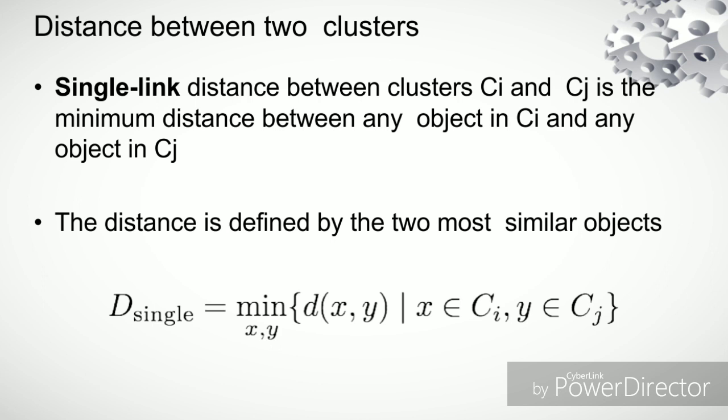There are three types of agglomerative clustering: single link, complete link, and average link. In single link, the distance between the clusters Ci and Cj is kept minimum and the clusters are merged. Single link distance is given by the minimum of d(x,y), where x belongs to Ci and y belongs to Cj. With this formula, we find the closest pair of data points. After finding the closest pair, we merge them to form a cluster and repeat this to form bigger clusters until a single cluster is left.